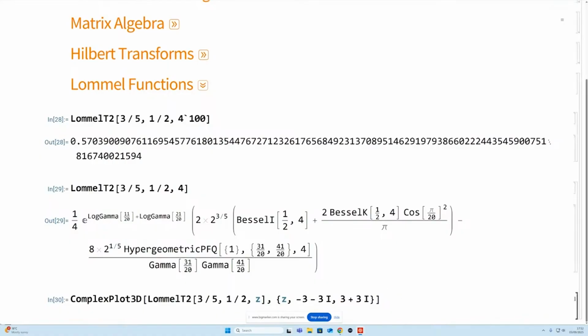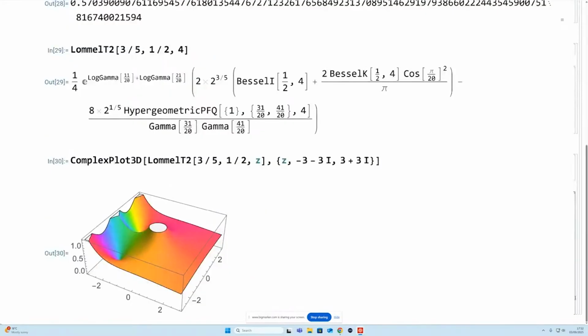So I should have pre-evaluated this one. It actually takes a little while to compute, but in a moment we're going to get a complex 3D plot of the real and imaginary parts of that function over the rectangle from plus or minus 3i and 3 in the real domain.